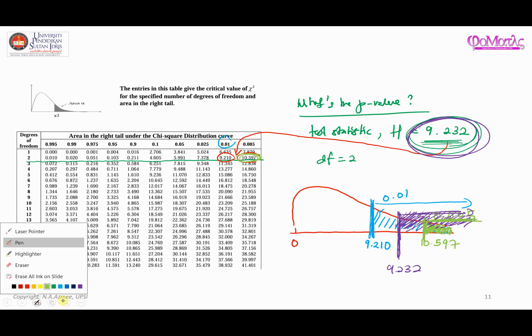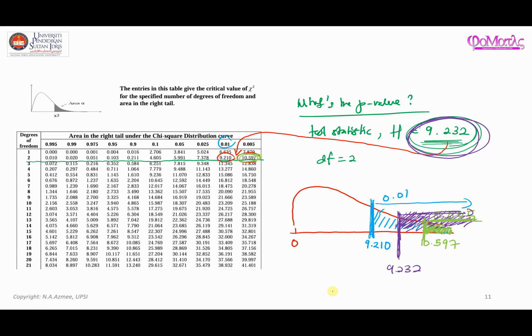So the p-value, we can say, will be between 0.005 and 0.01. Clearly, the purple area here is bigger than the 0.005 area. So the p-value is bigger than 0.005, but smaller than 0.01.